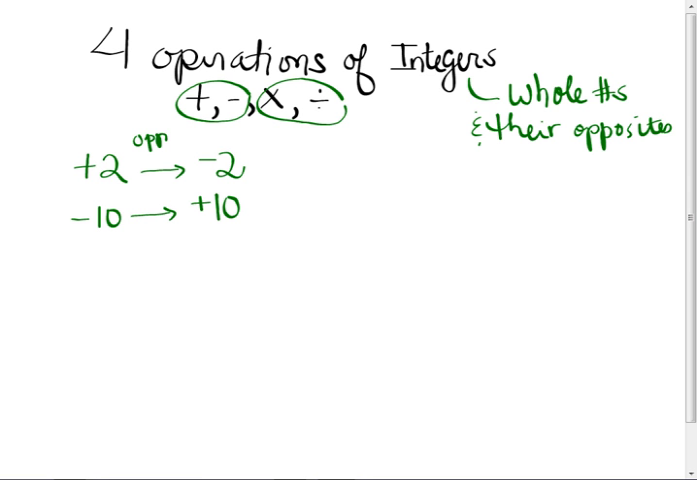If I add a number to its opposite, I always get what value? What's 2 plus a negative 2? I'm going to start at the origin, 2 to the right, and then I'm going to come back 2. I'm going to go back to 0. What about a negative 10 and a positive 10? It's 0. Any number plus its opposite is 0.